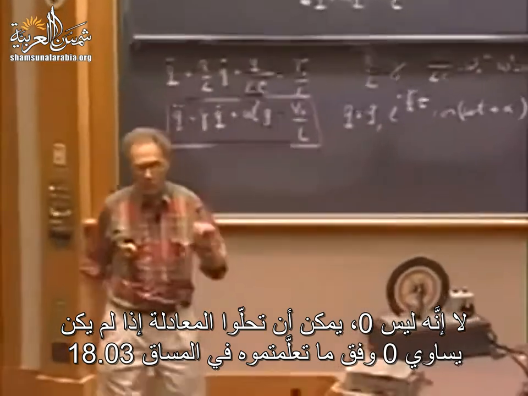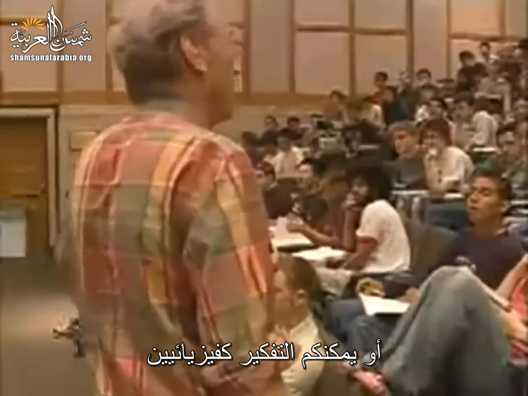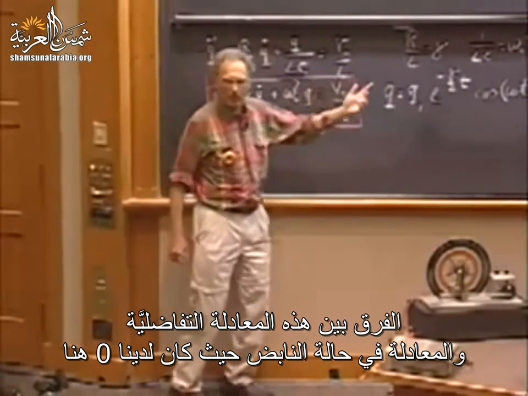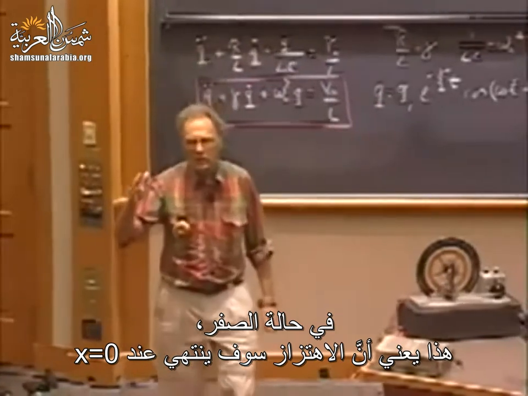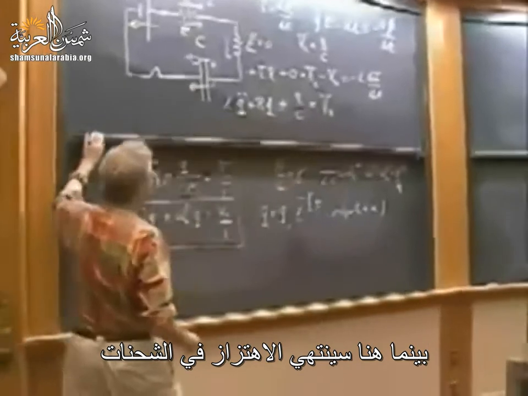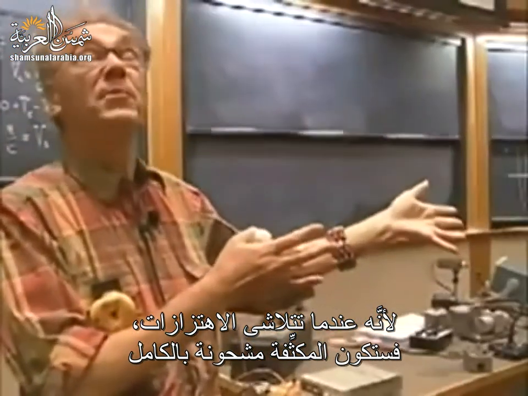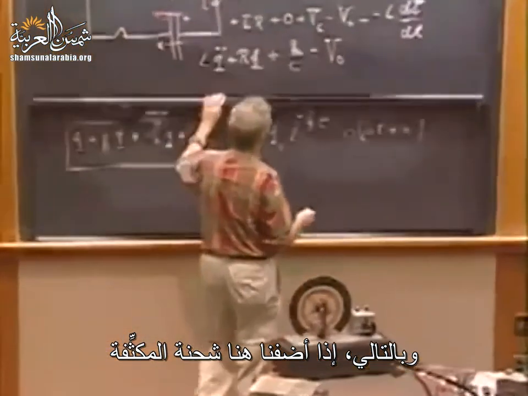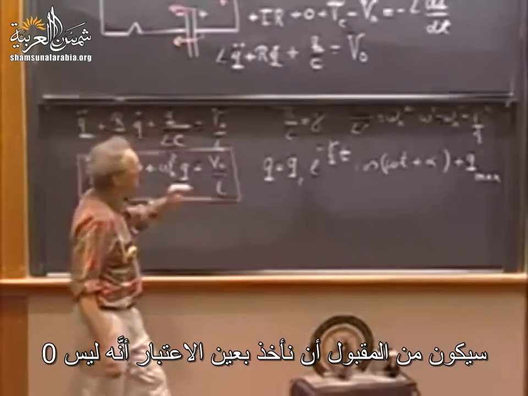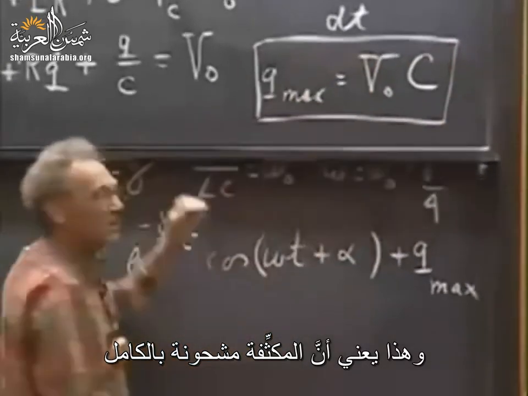Now it's not a 0. So you can take 18.03 and try to solve it if it's not 0. Or you can think like a physicist and say, I don't need 18.03. What is the difference between this differential equation and the one before with the spring that we had a 0 here? In the case of the 0, it means that the oscillation would end up at x equals 0. Whereas here, the oscillation in the charge will end up, if we wait long enough, with a fully charged capacitor. Because when the oscillation has died out, the capacitor has been fully charged. And so clearly, if you add here this charge on that capacitor, then you must be okay. That must take into account that it is not zero. And this Q max is simply V0 times C, which means the capacitor is fully charged.